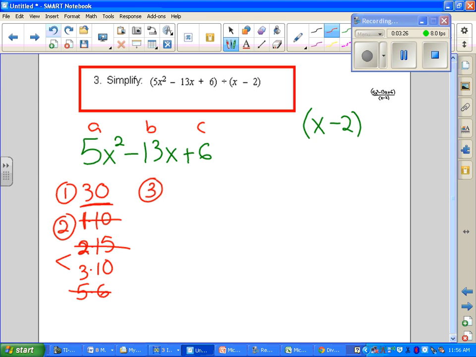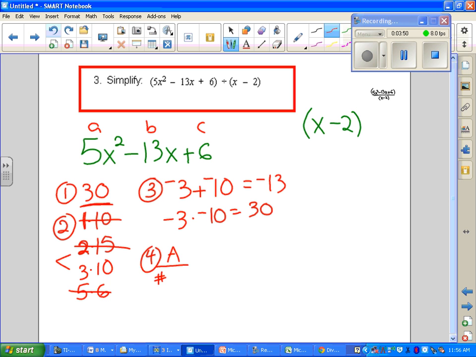So that means I have to try the 3 and the 10. Somehow 3 and 10 will equal negative 13. Well, negative 3 and negative 10 will give me negative 13. Will negative 3 times negative 10 give me positive 30? And the answer is yes. Step number 4: a over my first value from step 3, and a over my second value from step 3.